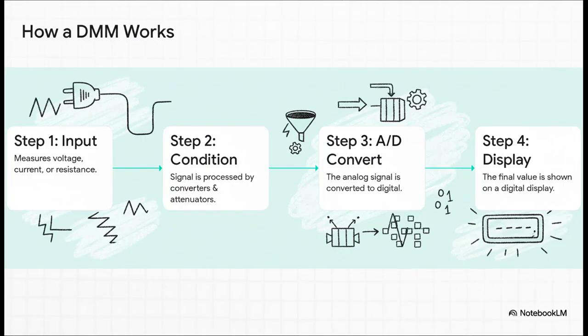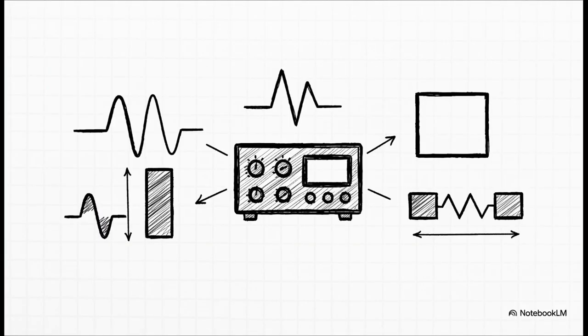And the DMM follows that instrument blueprint to a T. First, its probes take in the raw electrical signal. Then, this signal conditioning stage preps it, scaling it up or down to get it in the perfect range. Then the real magic happens. An analog-to-digital converter turns that smooth real-world signal into a number. And finally, that number pops up on the display. It's a measurement machine.